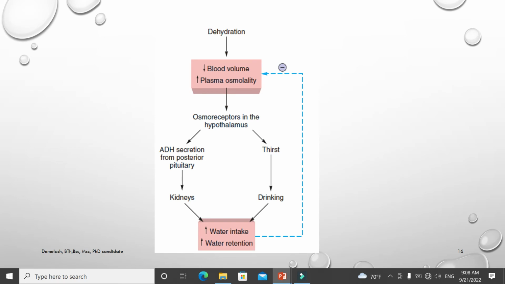So let's say another example, dehydration. Dehydration brings decreased blood volume and increased blood plasma osmolarity. These osmoreceptors in the hypothalamus will be activated and will sense this. So ADH secretion from the posterior pituitary will be initiated, and behaviorally the person will drink water, and water drinking will increase the water intake, and the kidney also conserves more water. So this dehydration will be restored.